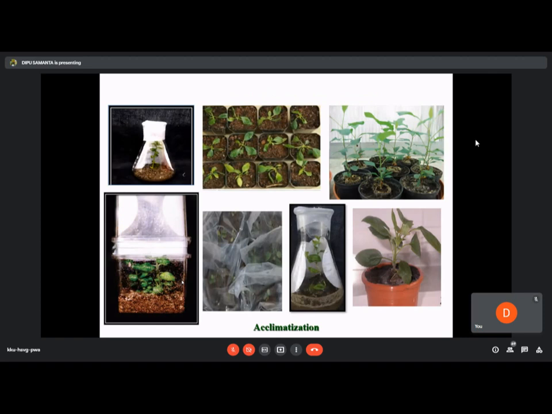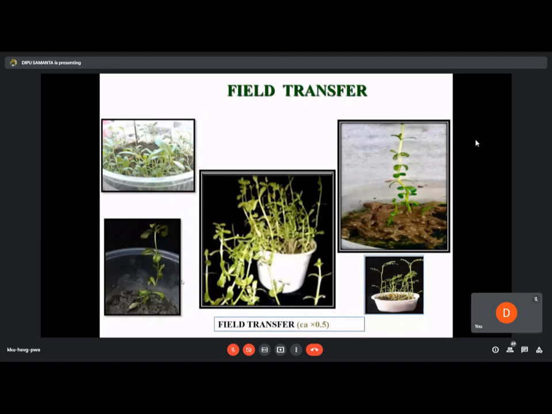Now, this is the last step, that is the field transfer. I have mentioned that the success of cell and tissue culture is determined by how many plants we have transferred to the field successfully. In our culture, mostly the success rate is greater than 80 to 90%. Okay, there are several photographs for field transfer.